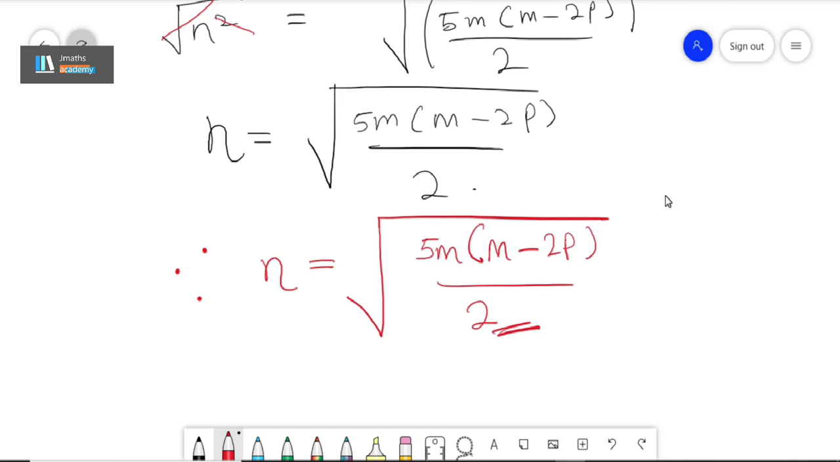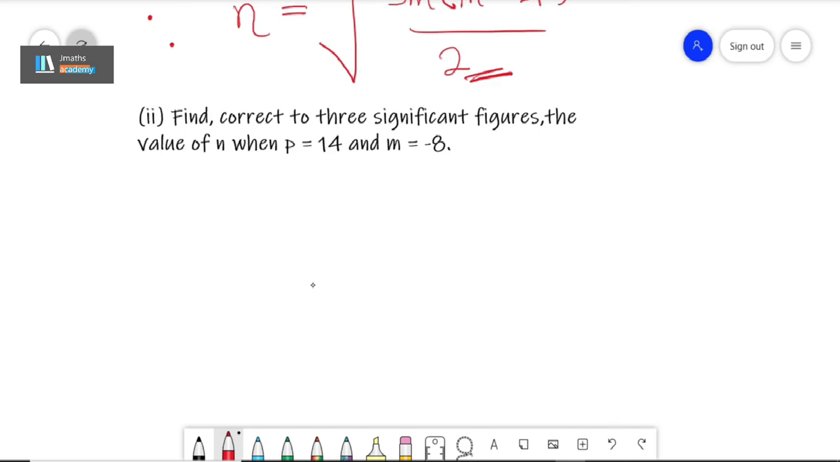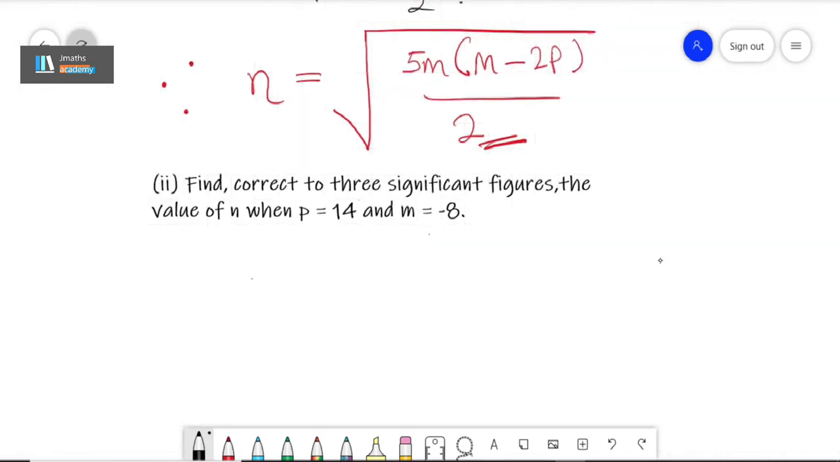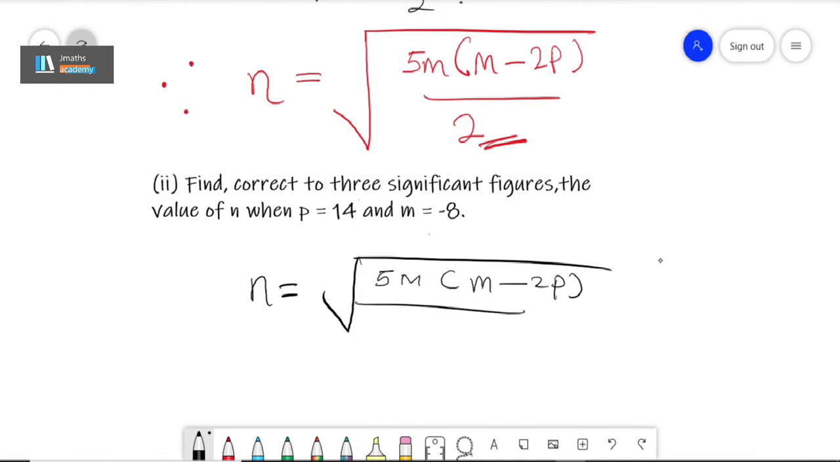We are not done yet. Let's solve the next question. So our next question says we should find, correct to 3 significant figures, the values of n when p is equal to 14 and m is equal to negative 8. So to achieve this, we simply rewrite the formula for n, which we know to be the square root of 5m, open bracket, m minus 2p, over 2.